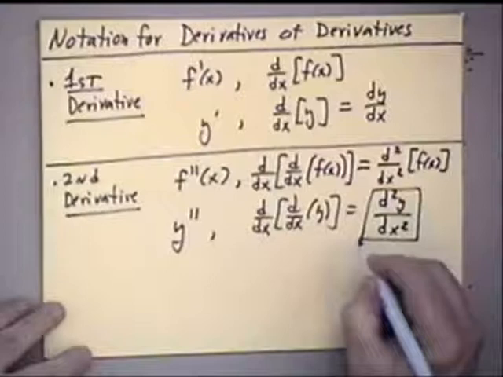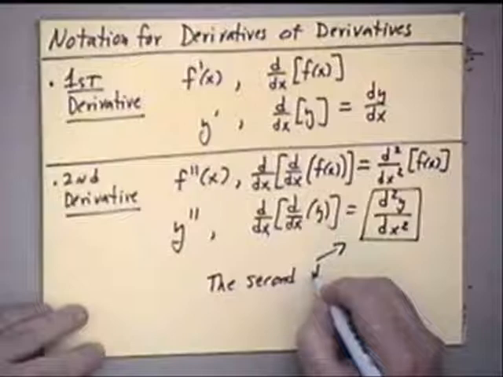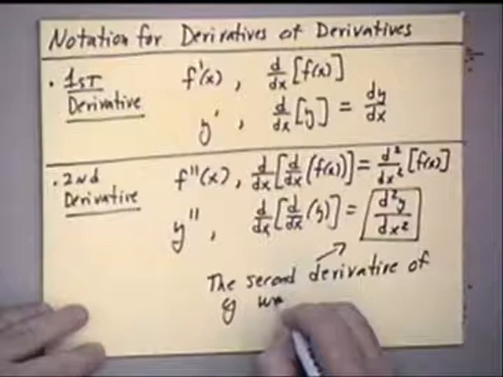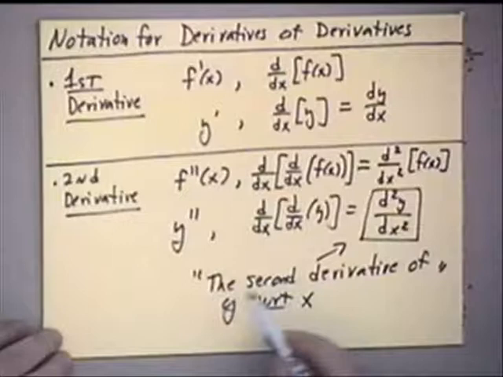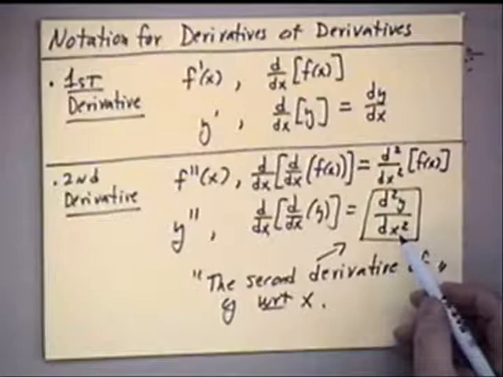And you see what I read there. I said the second derivative of y with respect to x. At no point did I say d squared over dx squared. So learn the language that goes with this, so that'll help you avoid some of the issues you may have about this being multiplication. Now, this takes care of first derivative and second derivative.